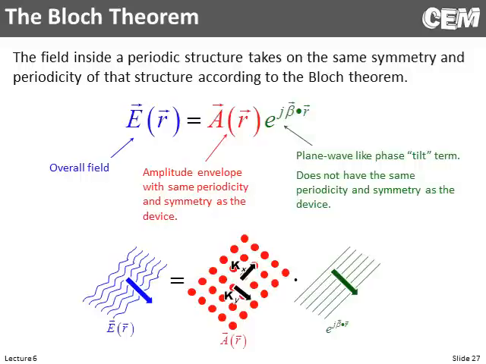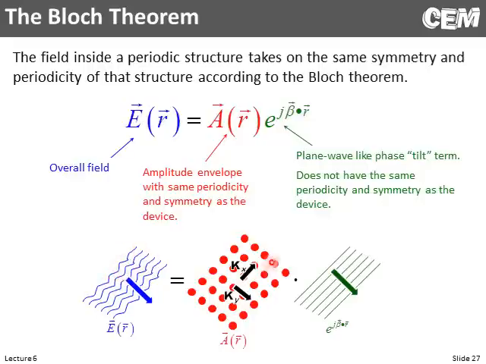So now we come to what is called the Bloch Theorem. In fact, the electric field inside a periodic structure has two parts to it. It has an amplitude portion and this plane wave phase looking term. So this is the total electric field equals some amplitude envelope times a plane wave phase term, if you will. So I like to describe it this way. The overall electric field in a periodic structure looks like a bumpy plane wave.